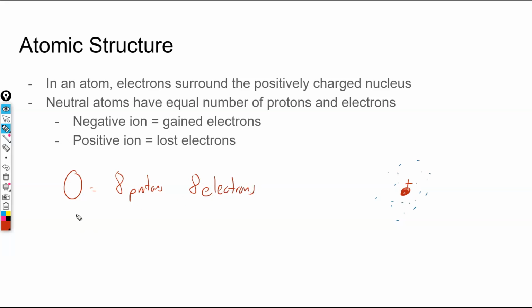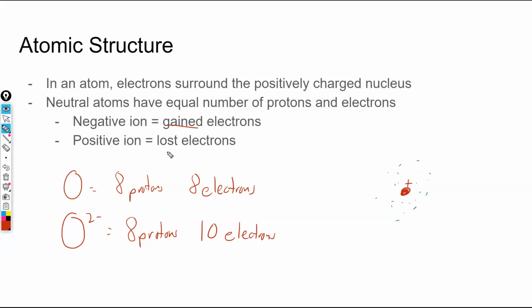But when we looked at the ion form of it, oxygen 2 minus, it still has 8 protons. The protons never change. But in order for it to have a 2 minus charge, my electrons had to be gained, remember. So now it gained 2 more to be 2 minus, so now it has 10 electrons.